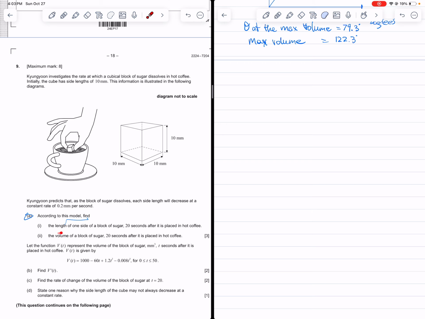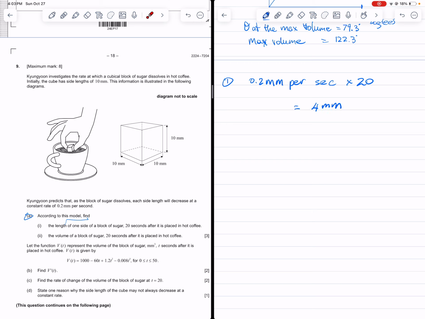So part A says, what's the length of one side of the block after 20 seconds? It does say here that the block is shrinking at 0.2 millimeters per second. So let's go ahead and start. 0.2 millimeters per second is the rate at which it's shrinking, and that's for 20 seconds. So if we multiply that by 20, we're going to see how much that block shrunk. And once we do that multiplication, we get 4 millimeters.